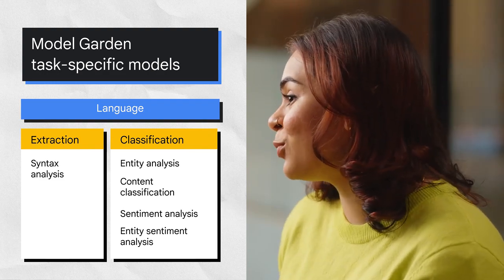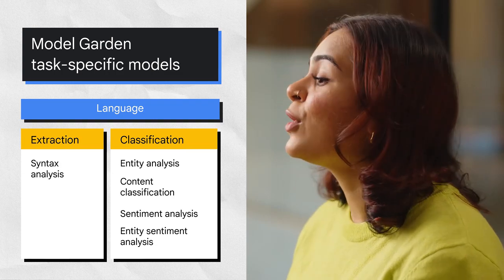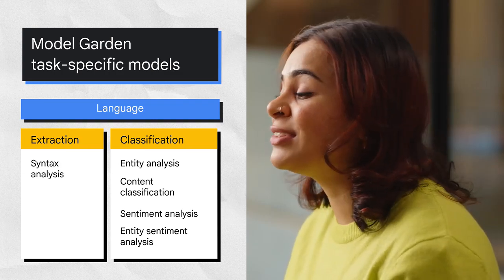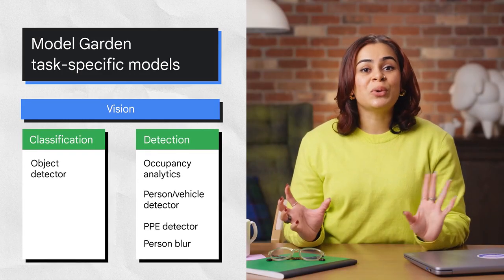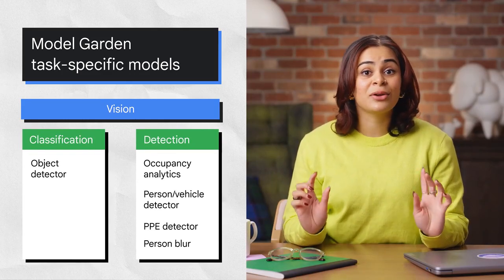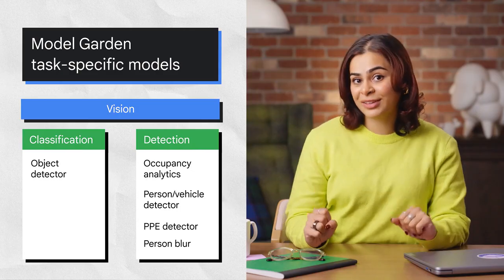Let's say you have a use case where you need to gather how your customers are feeling about your product or service. You can use a sentiment analysis task model. Same for vision tasks. If you need to perform occupancy analytics, there is a task-specific model for your use case.